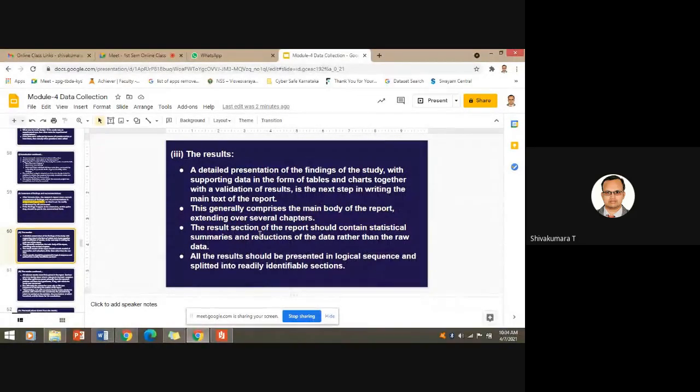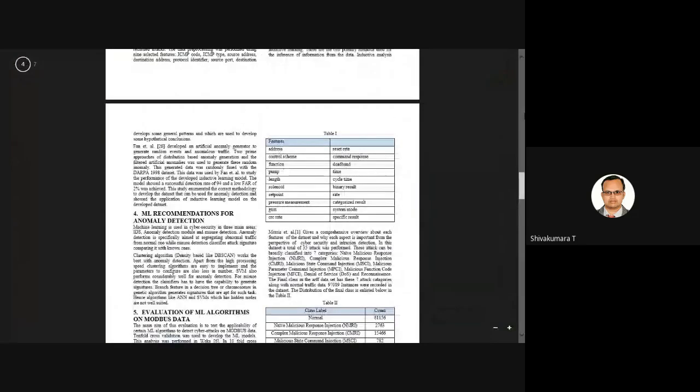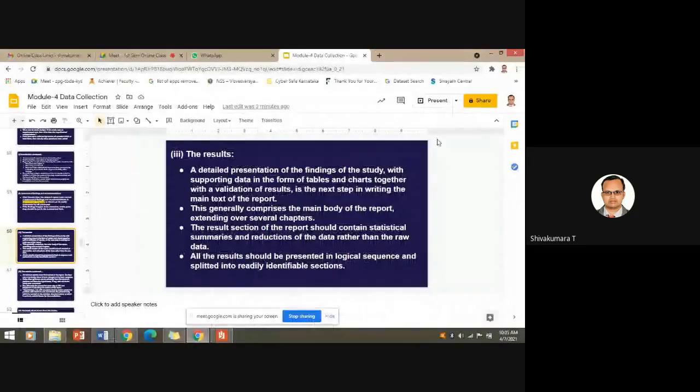Okay, then a detailed presentation of the findings of the study with supporting data in the form of tables and charts, together with a validation of results, is the next step in writing the main text of the report. So introduction, then findings and recommendations, then results. This generally comprises the main body of the report extending over several chapters. You can observe in this paper several chapters are present. Third chapter, fourth chapter, fifth chapter are present, that is results and discussions.